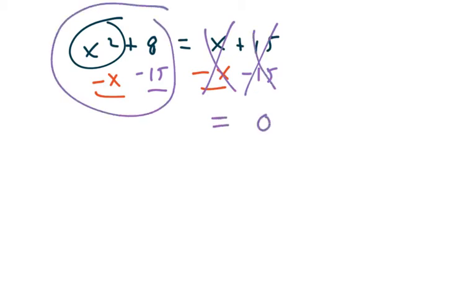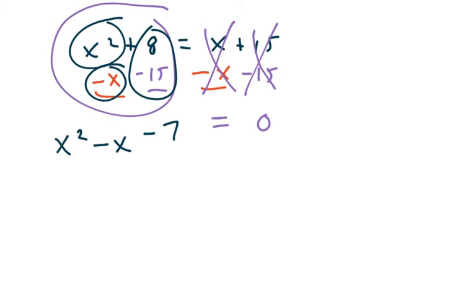Now what is this over here? Putting it in order: x squared, we have just a minus x, and 8 minus 15 is negative 7. Now, unless I made a mistake, we have a problem that's going to give us numbers that are not rational. In other words, I can't factor that. I don't know if you noticed that, but I can't factor that.